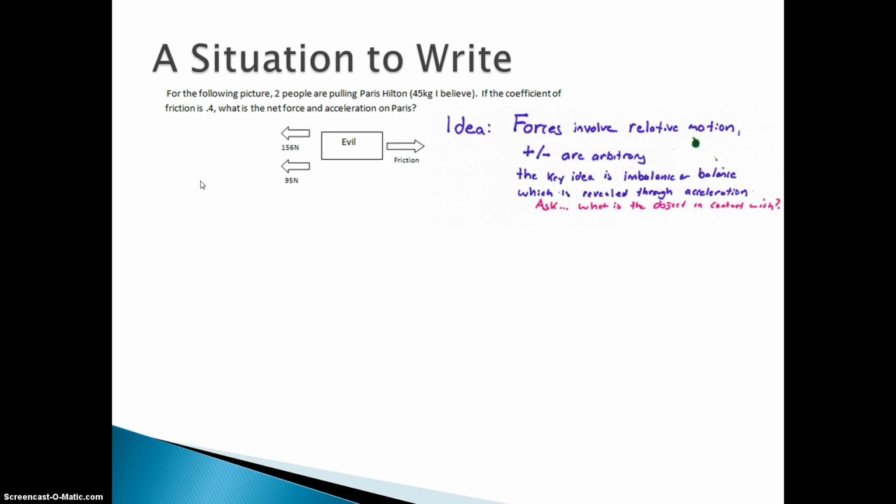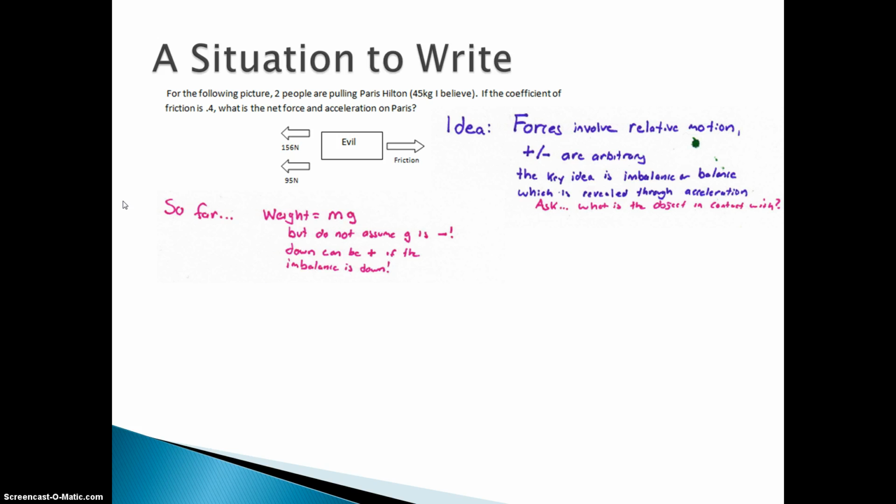Here's what I want you to think about after you're done writing it down. The major idea I'm going to get to you is forces involve relative motion. Positive and negative are just arbitrary. You can choose which way is positive and negative. The major idea is the imbalance or balance, which is revealed through acceleration. And ask, what is the object in contact with?